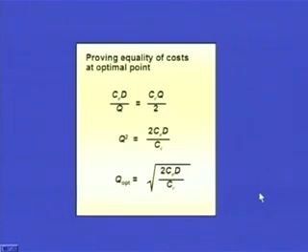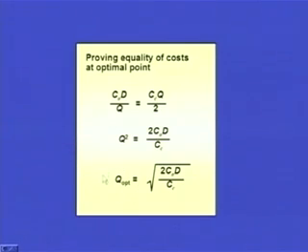Then there is another method of proving the equality of cost at the optimal point. This we will see with the help of a diagram, that the total cost is minimum wherever this carrying cost is equal to the ordering cost. So whenever we put that this is the ordering cost on your screen, this is the carrying cost on your screen, wherever the carrying cost is equal to the ordering cost, we can very easily find out Q optimum.